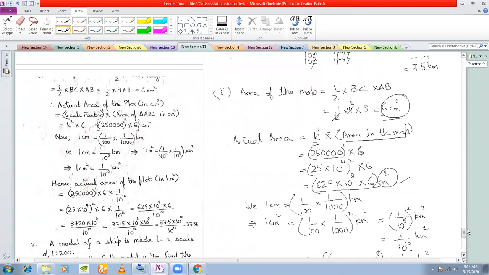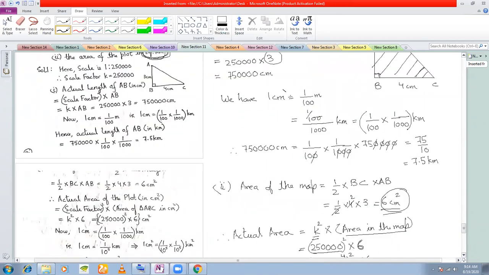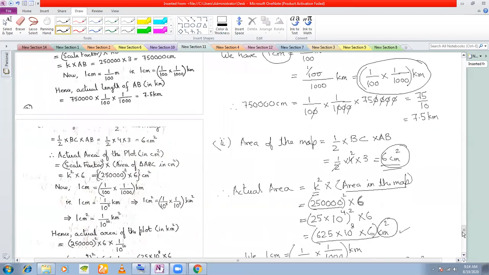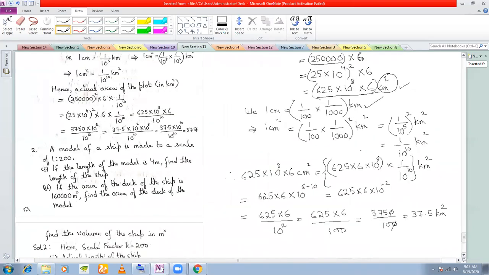Now here if you see in part 1, I have already calculated 1 centimeter is equal to how many kilometers? 1 by 10 to the power of 5. Okay, so that is how we start here. So 1 centimeter is 1 by 10 to the power of 5 kilometer. Next we square both sides. That means we get 1 centimeter square is equal to the square of 1 by 10 to the power of 5 kilometer square, which comes to 1 by 10 to the power of 10 kilometer square. So if 1 centimeter square is 1 by 10 to the power of 10 kilometer square, then how much is this much centimeter square? It is multiplied with 1 by 10 to the power of 10.